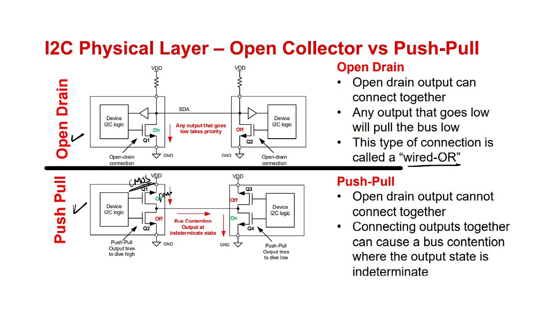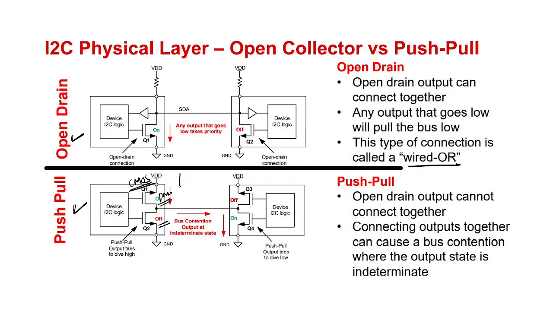Coming to push-pull configuration, push-pull outputs cannot be connected together. Sometimes this will go high, sometimes this will be on and this will be off. So that means the bus will not go low; it will stay open only.